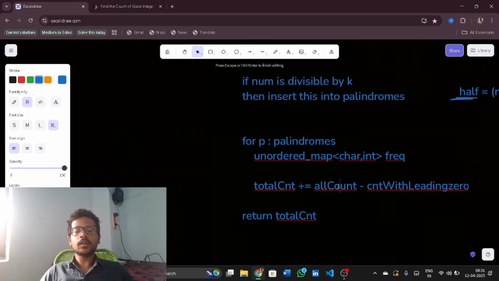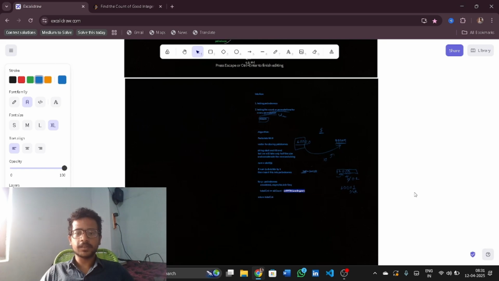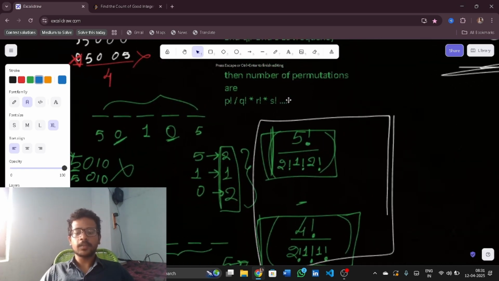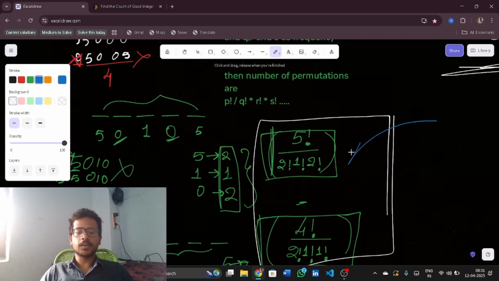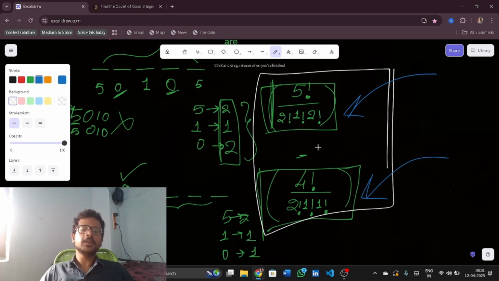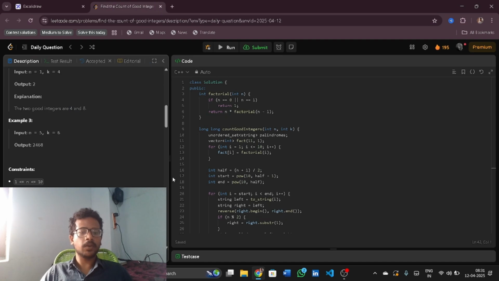So all count and count with leading 0 were already explained earlier. This is the total count and this is the count with leading 0. If I do a subtraction here, then I get all the permutations.